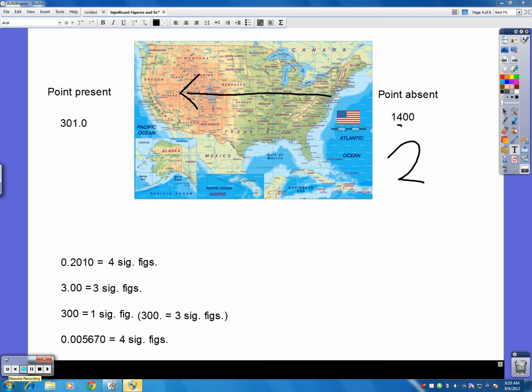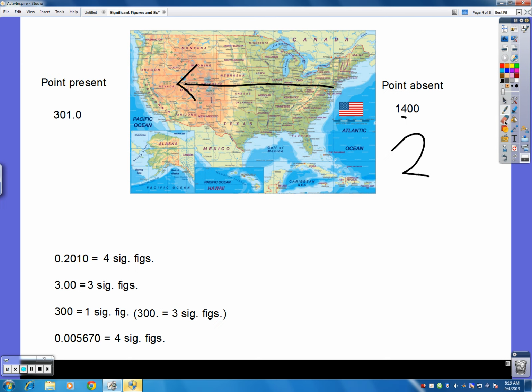So hopefully you got these answers. The first one, 0.2010, has 4 significant figures. If you go back up to the map, we have the point is present, so it's all numbers to the right. We're going to go to the right across the United States this way, so all numbers to the right of the first non-zero number are significant. In 3.00, we have 3 significant figures. Again, the point is present, so all numbers to the right of the leftmost non-zero number are significant.